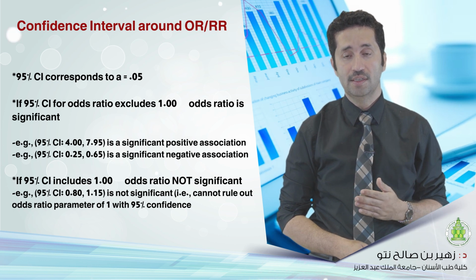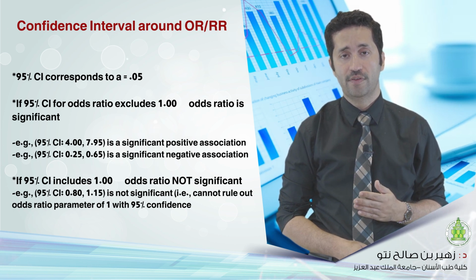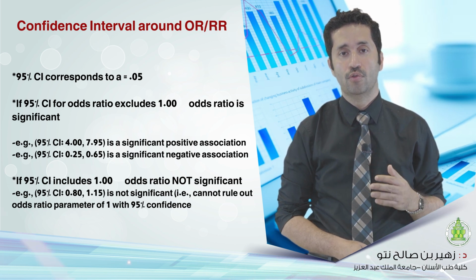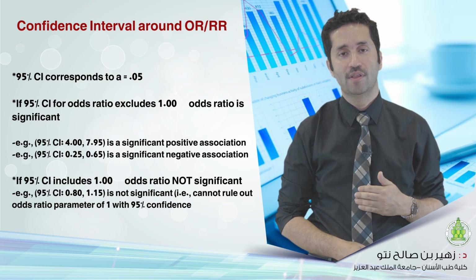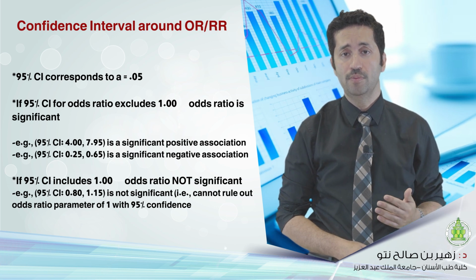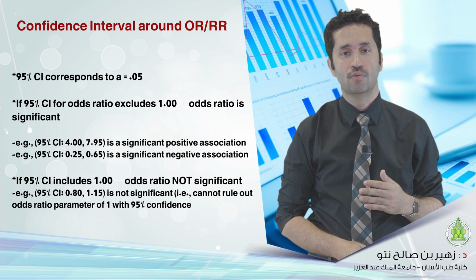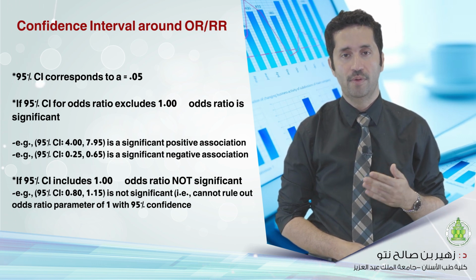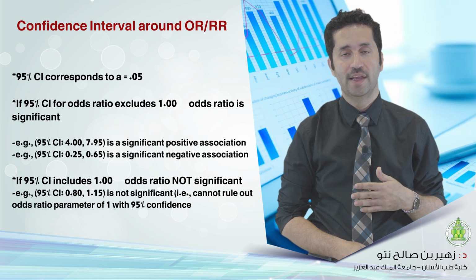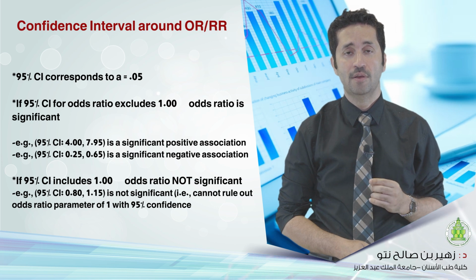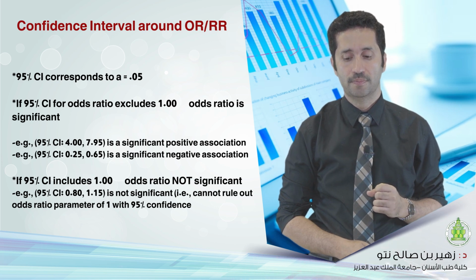If we look at the second example, the confidence interval ranges between 0.25 and 0.65. We're going to see the first group is lower than the second group. So every time we repeat this study, the first group is going to be lower than the second group, by 0.25, by 0.27, by 0.38, and so on. So this result is again statistically significant because it does not include 1.